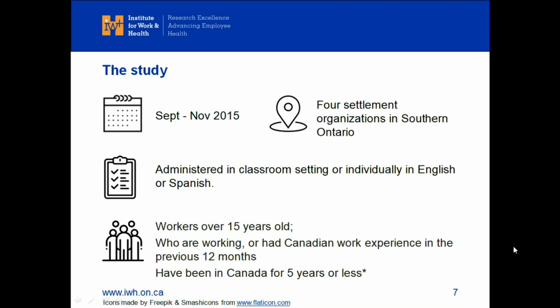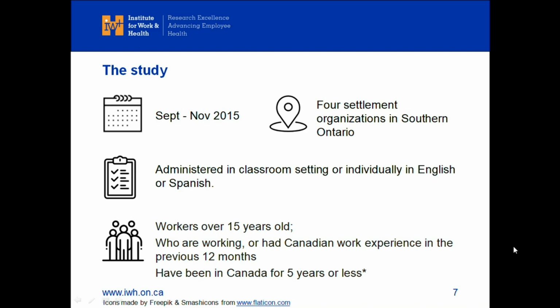We worked with 4 settlement agencies who we have existing partnerships with, and we worked to train research assistants in those organizations who then recruited participants for our study. The study consisted of a questionnaire that included the 27 questions I mentioned earlier about occupational health and safety vulnerability, as well as a number of questions about demographics, the type of work people did, and whether they had experienced certain things in the course of their work. That survey was administered both in English and Spanish.